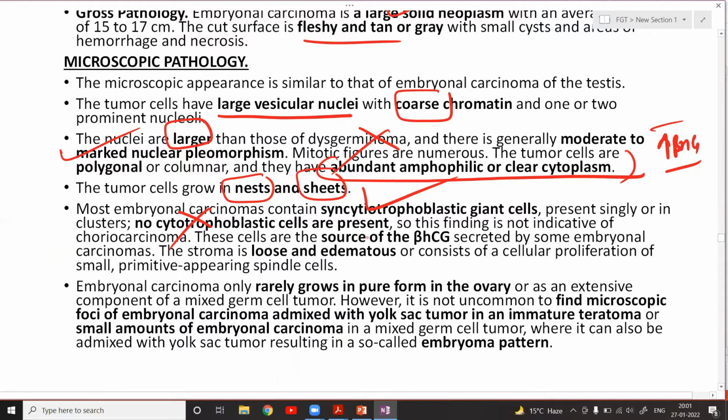Always remember, the stroma of this tumor is quite loose and edematous. And as I told you, yolk sac tumor and embryonal carcinoma will never be present singly. They will always be present as a mixed germ cell tumor. Remember, always admixed with yolk sac tumor or an immature teratoma. Okay, always like that. It is rarely seen in the pure form.